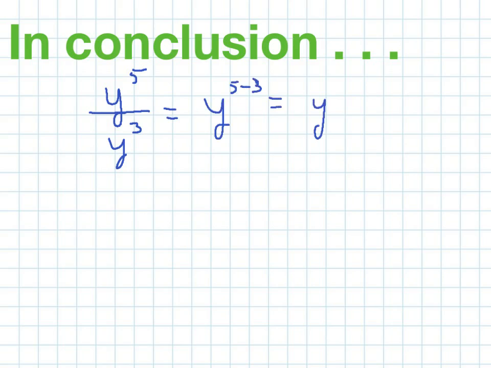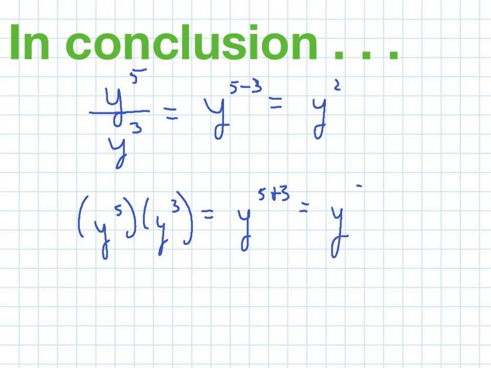In conclusion, we worked with two rules today. We worked with the idea of the quotient rule, which ultimately says that we take the base and then we subtract our exponents. And then we worked with the product rule, which basically says we add those exponents. And then we practice some combination problems.